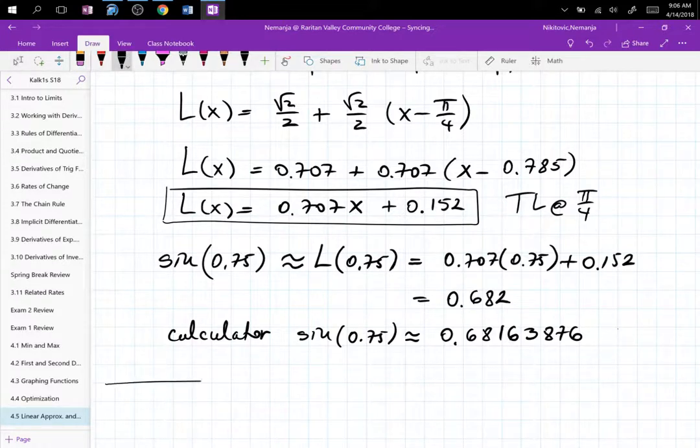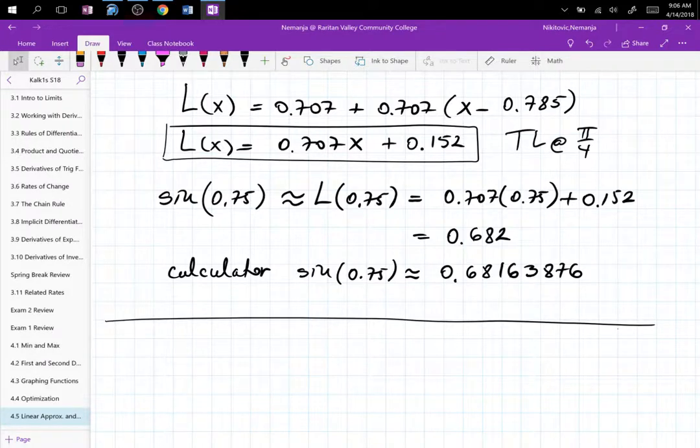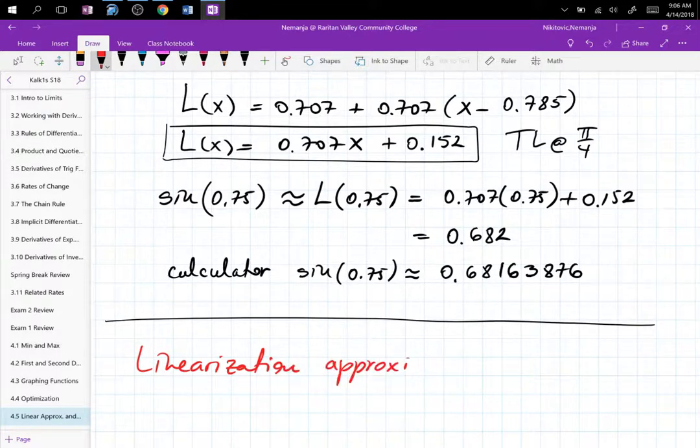So, linearization will help you approximate function value. I'll write that in blood over here. Linearization approximates the value of the function.